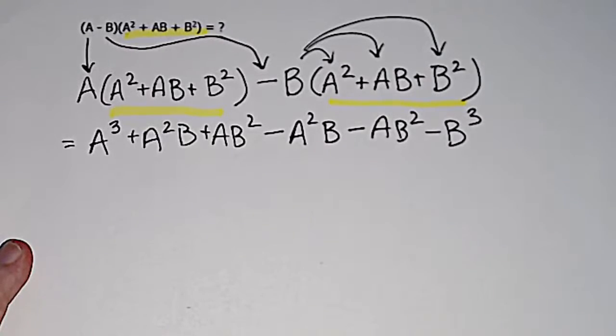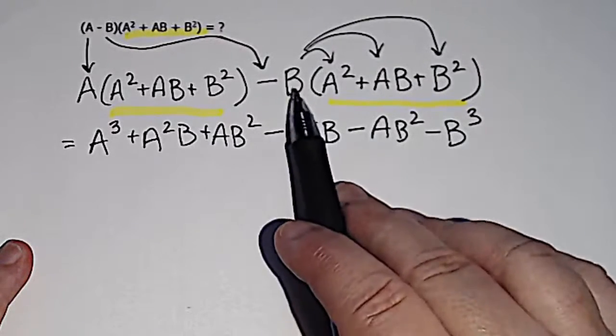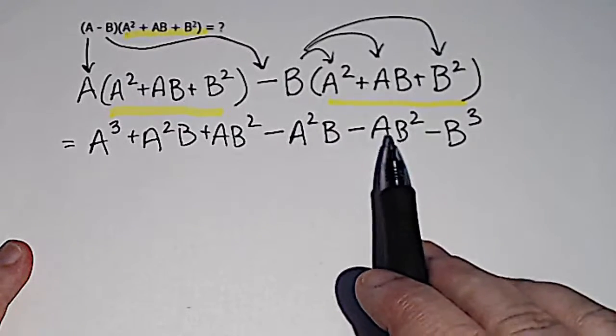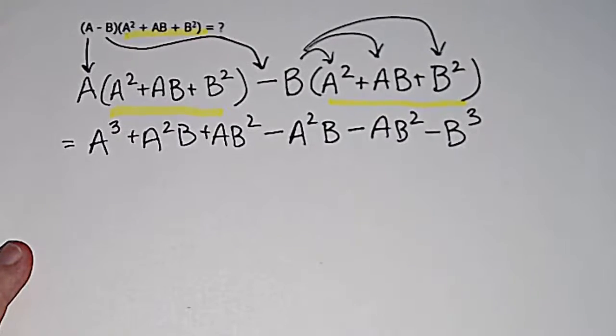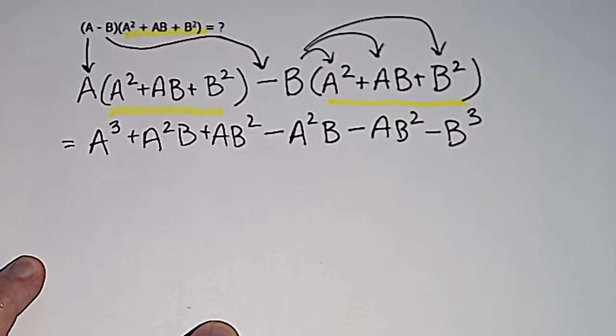So take a look at that. Do you see where those all came from? B times a squared is a squared b. B times ab is ab squared because there are two b's. And then, or not to be, I can't help it. B times b squared is b cubed. That's a completely different Shakespeare play.